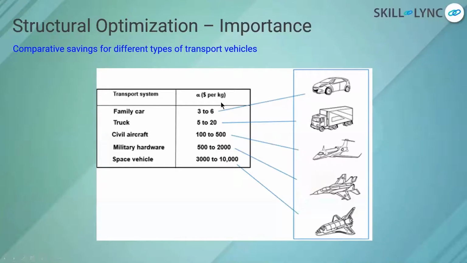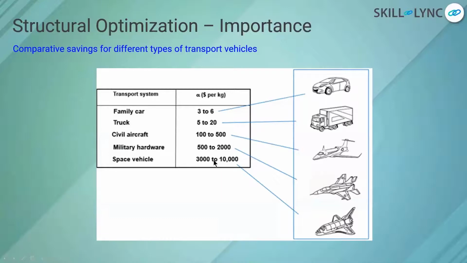So here is the relative cost going from a family car to a truck, and then to civil aircraft and military, and then a space vehicle. For example, what is the benefit that you will get by saving 1 kilogram on the weight of the car? On the scale shown here, if you were to save $3 per kilogram on a car, then the same kilogram, if you were to save it on a civil aircraft, the savings could be 100 times of that.